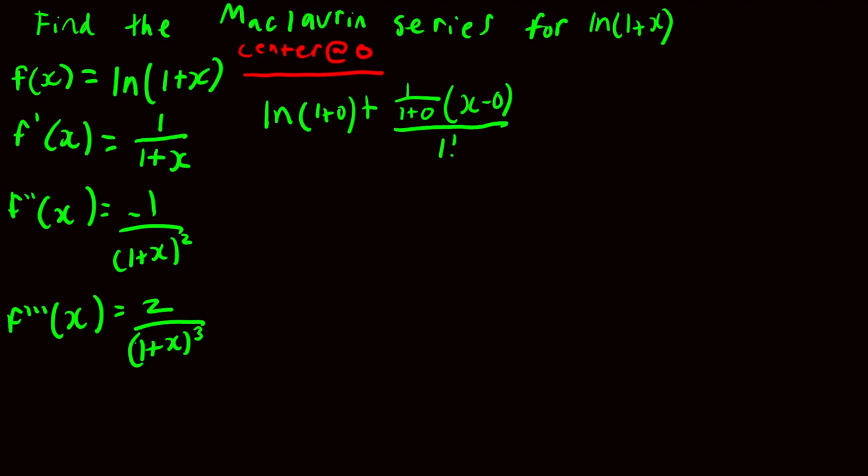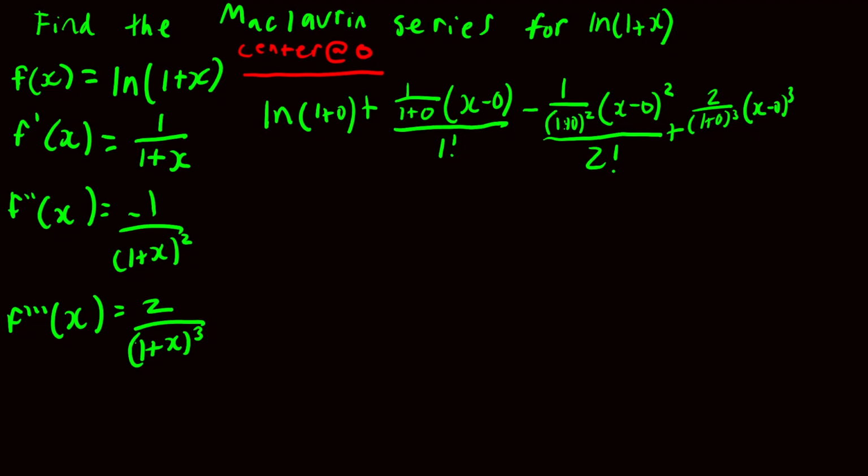Okay, another alternating series. It's going to be negative 1 over 1 plus 0 squared, x minus 0 squared over 2 factorial, plus same thing, 2 over 1 plus 0 cubed. And I know this gets tedious, but you gotta do what you gotta do. And eventually you're gonna memorize this. So ln of 1 plus 0 is just ln of 1, and ln of 1 is just 0. So let's write down, we just cancel this out. This one doesn't matter. This one's just 0.